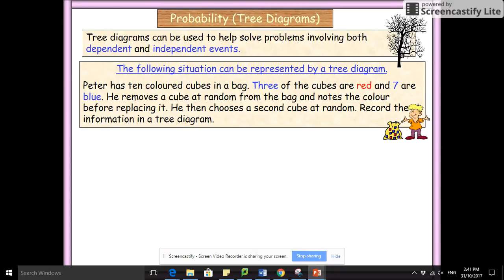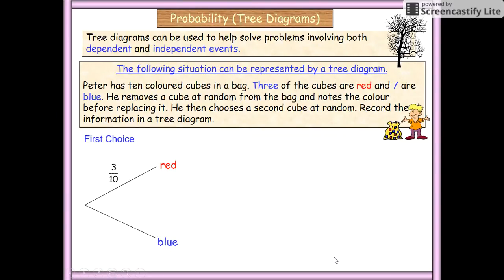Watch how it works. So our first choice is there, and what are our choices? We've got red and we've got blue, okay? But remember we said they weren't even. We'll get onto that. Let me just move this here. Okay, now out of the 10, so there's 10 coloured cubes, so the 10 will be our denominator. 3 of the cubes were red, so the red only stands for 3 out of 10, okay? And obviously the blue is then going to stand for the 7 out of 10.